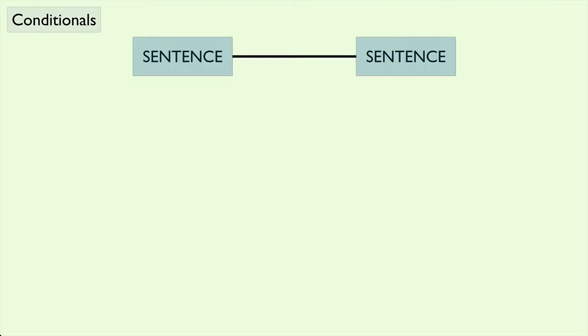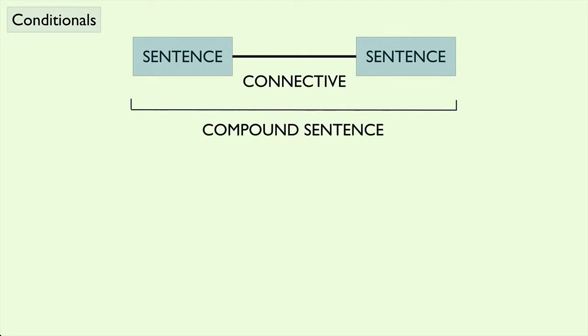So we've seen before that if you have two sentences and you want to connect them, you use something called a connective, and that will form a compound sentence. The connectives we've seen so far have been conjunctions, which use "and" as the connective, and disjunctions, which use "or" as the connective. Now we're going to learn about a new connective, and this is called a conditional.